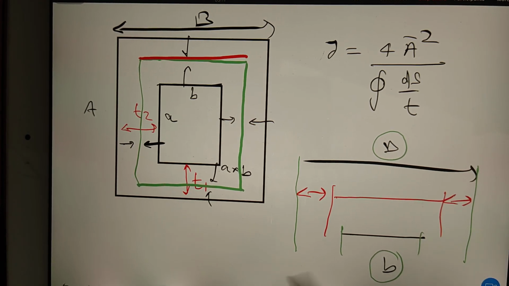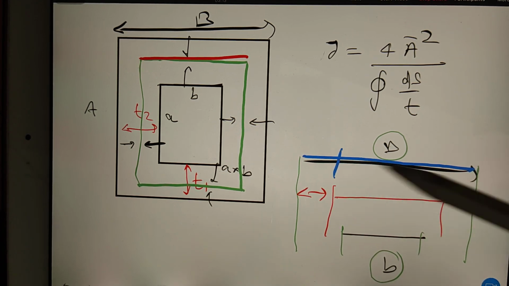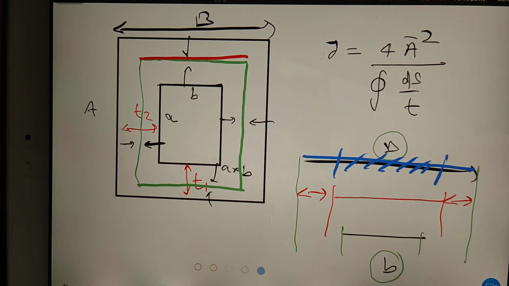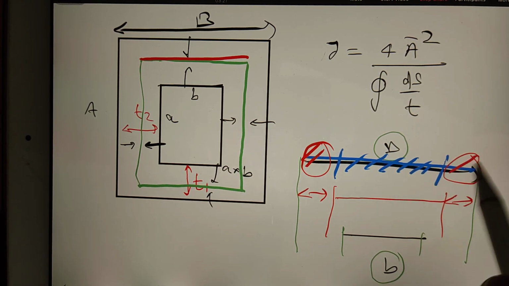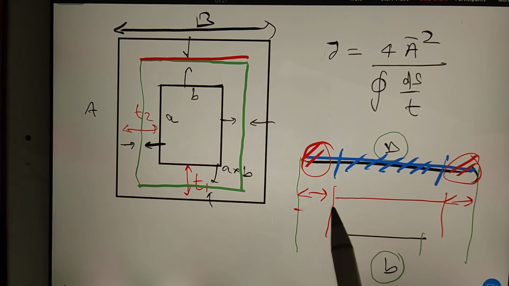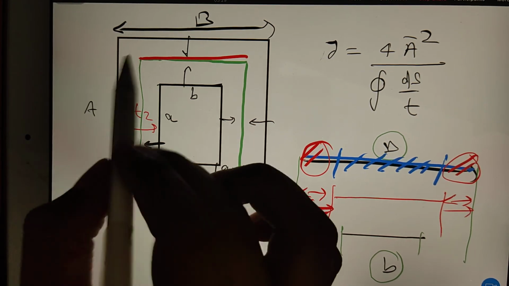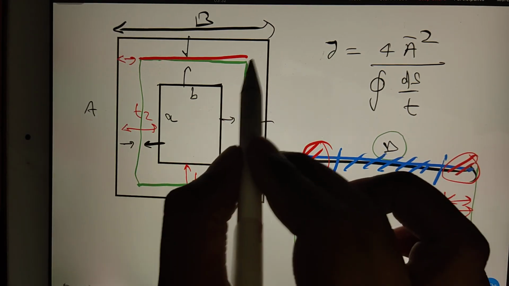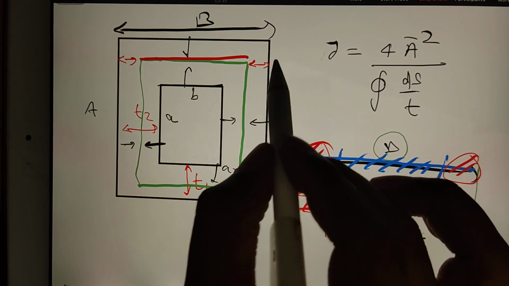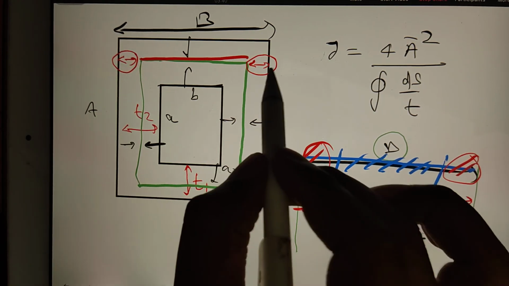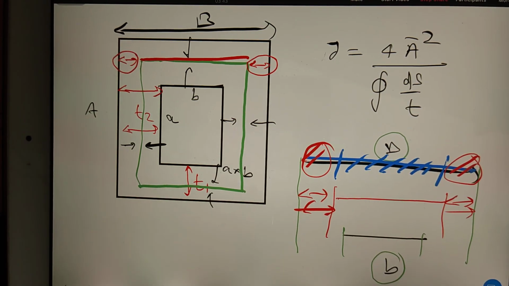From this total bigger length, I am removing this much length, and of course I am removing this, so I'm remaining with this gap and this gap. This gap and this gap together will give you the length of the gap. Here you got the gap and here you got the gap. Because this is symmetrical, when you add this gap and this gap, you will get the complete gap, correct? That is the thickness. I hope it's clear.